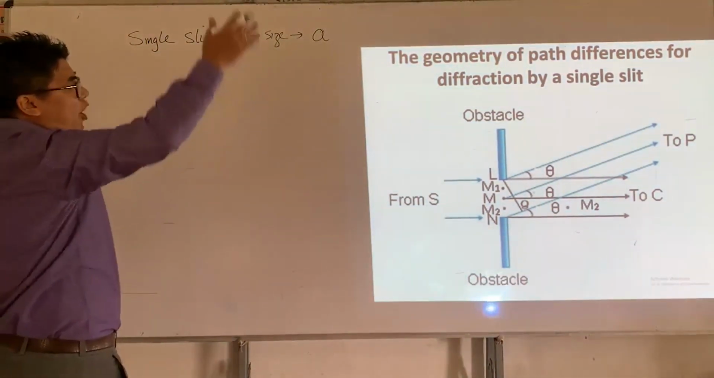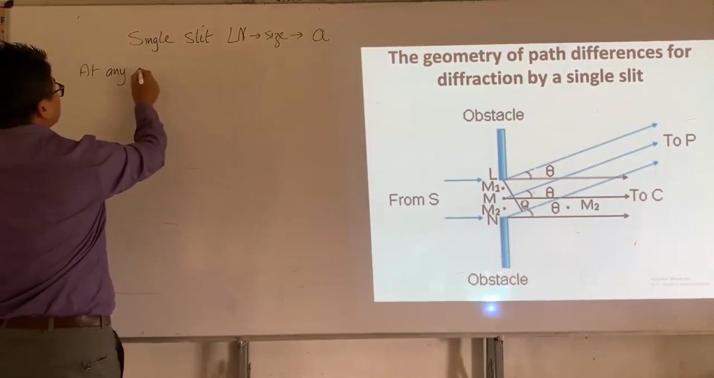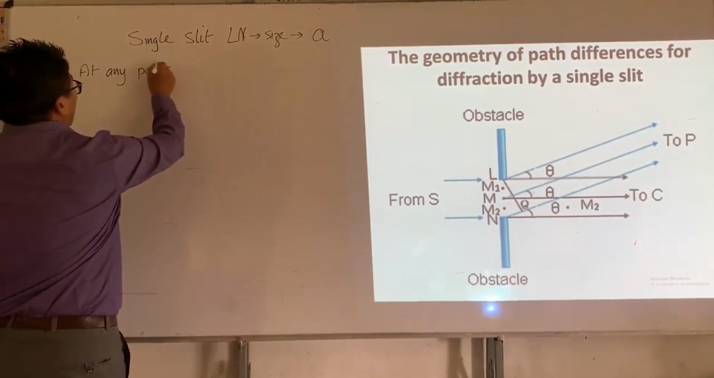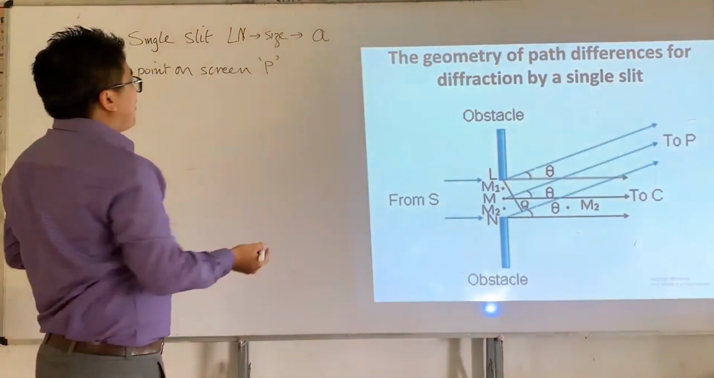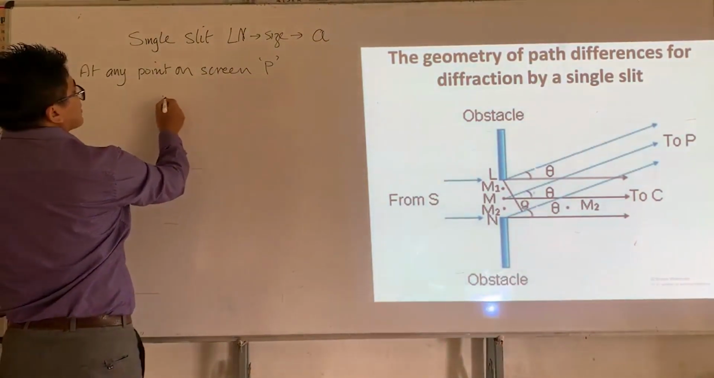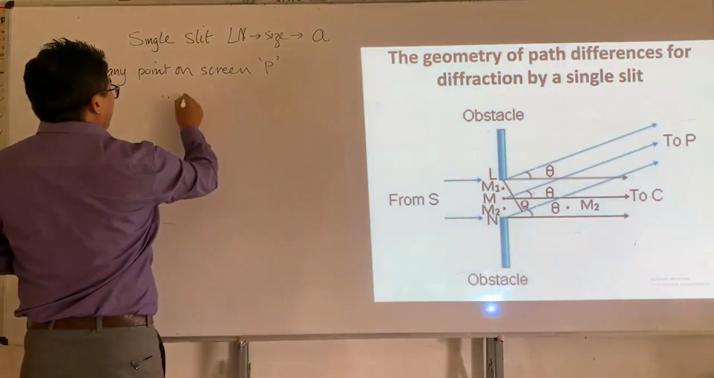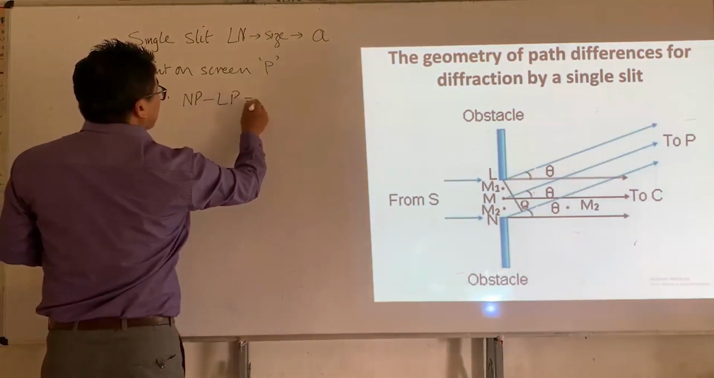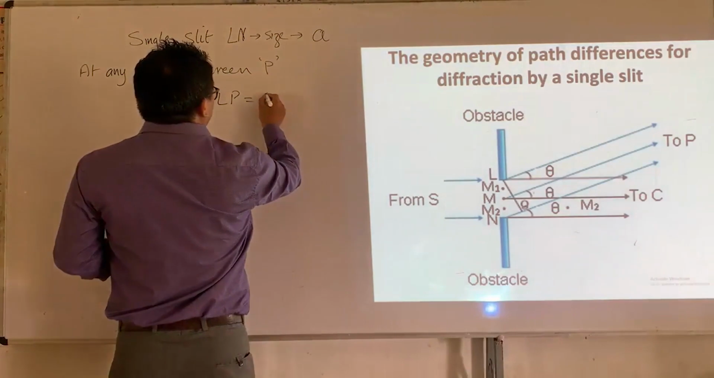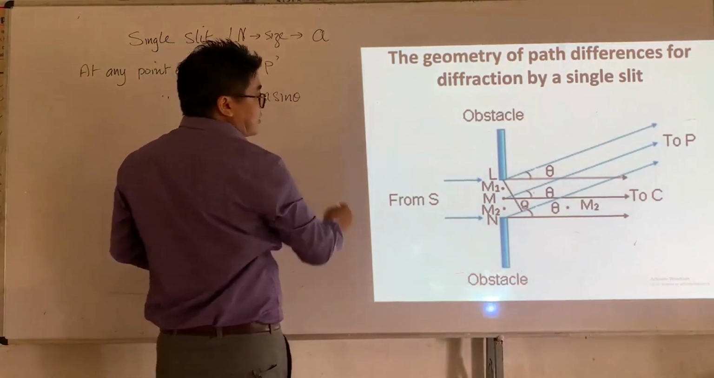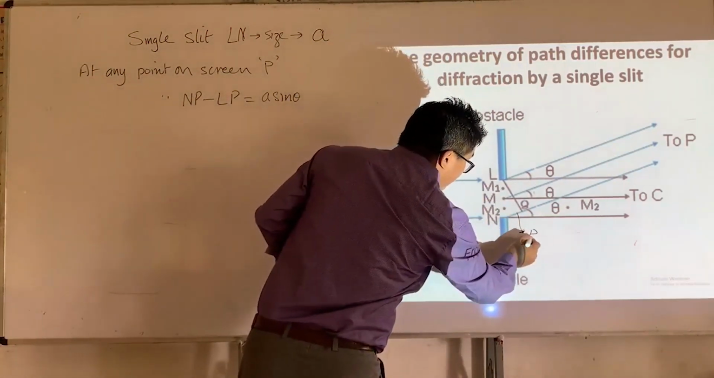Let's say at any arbitrary point P on a screen, the path difference would be equal to NP minus LP. The path difference is going to be A sin theta. Why? Because this is theta, and this angle is going to be theta. So this is the path difference.